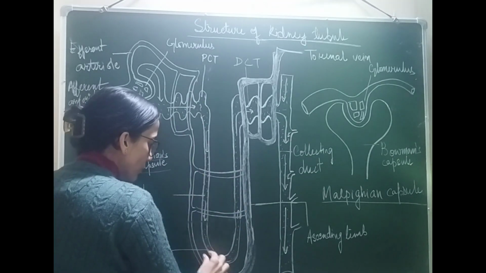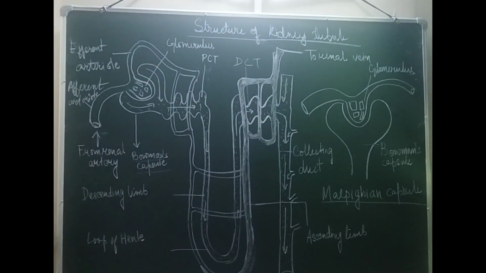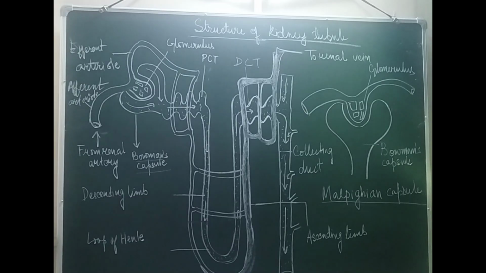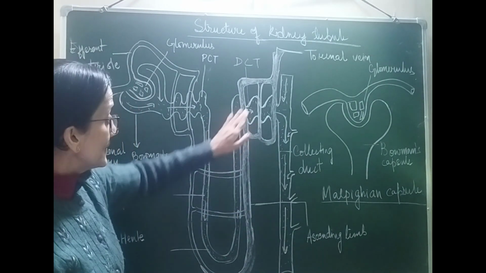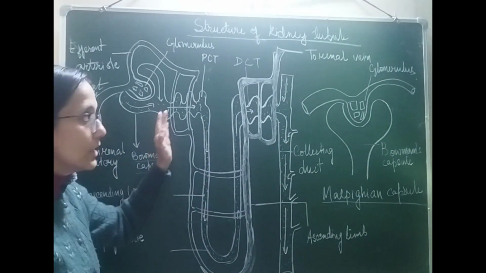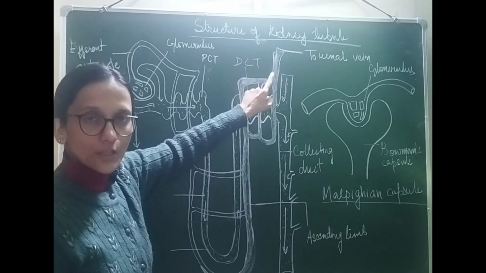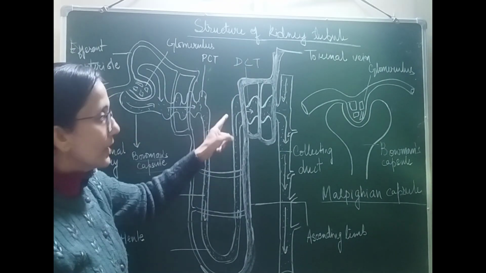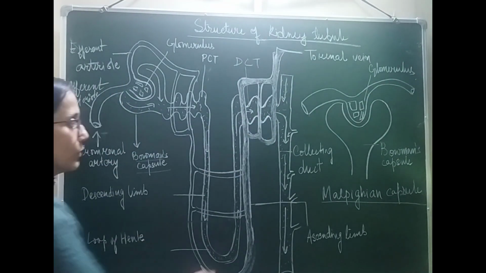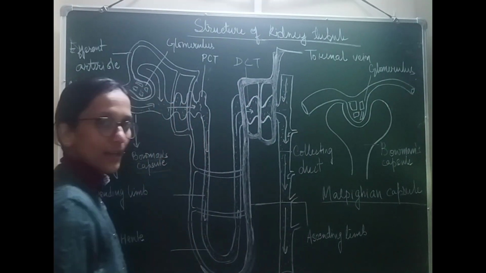This then goes down to form a U-shaped structure known as the loop of Henle. The loop of Henle then comes up into another convoluted structure, but since it is distant from Bowman's capsule, we call it distal convoluted tubule. So this is proximal convoluted tubule and this is distal convoluted tubule, and the distal convoluted tubule then opens up into a duct which is known as the collecting duct.